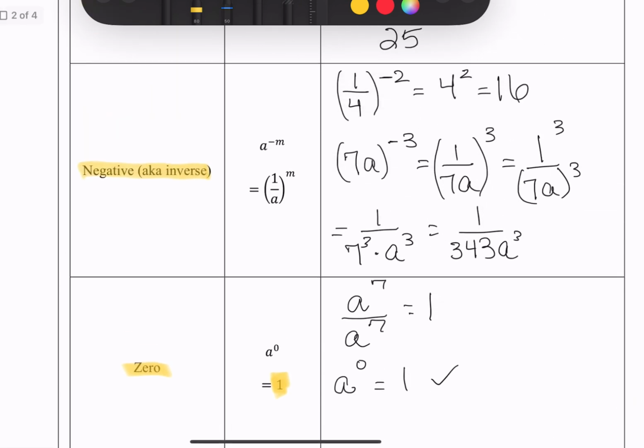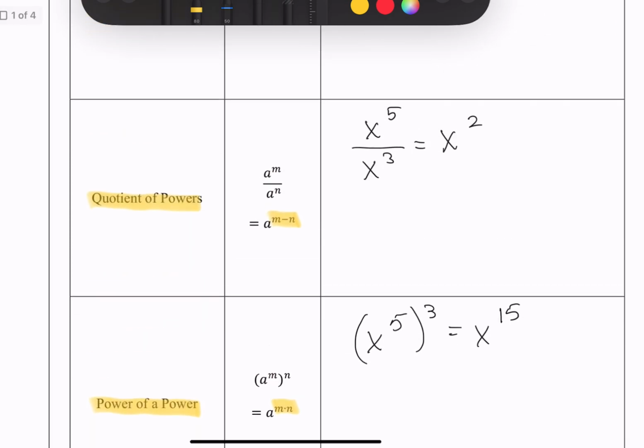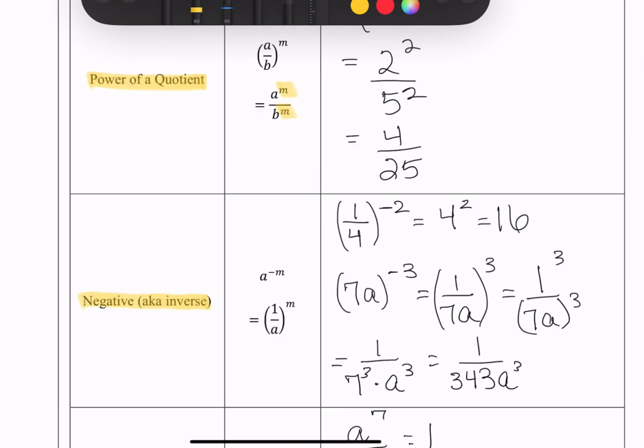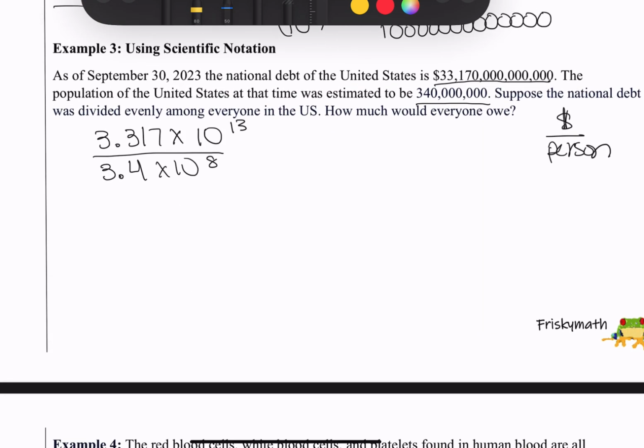Just to remind you guys, quotient of powers, right? Same bases, you're going to subtract the exponents. So this becomes a nice easy problem, because 10 to the 13th divided by 10 to the 8th is just 10 to the 5th. So now what I'm going to have is 3.317 over 3.4 and times 10 to the 5th power.